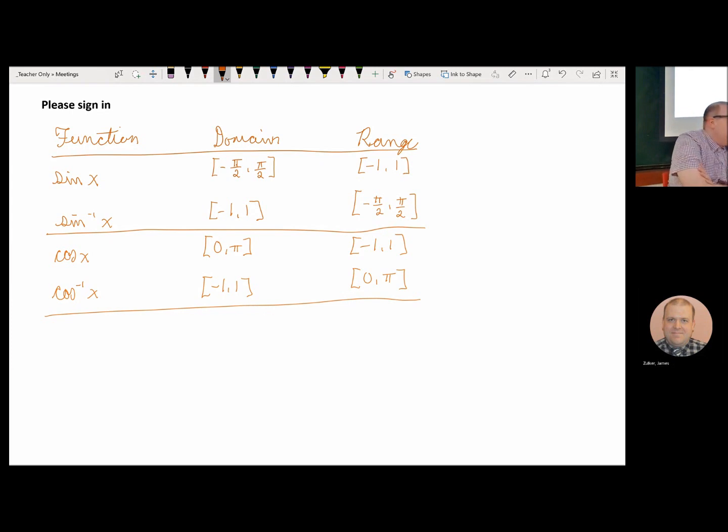There's another notation commonly used for the inverse trig functions. It's the arc notation. Arc sine, arc cosine, and so on and so forth. They are used interchangeably.